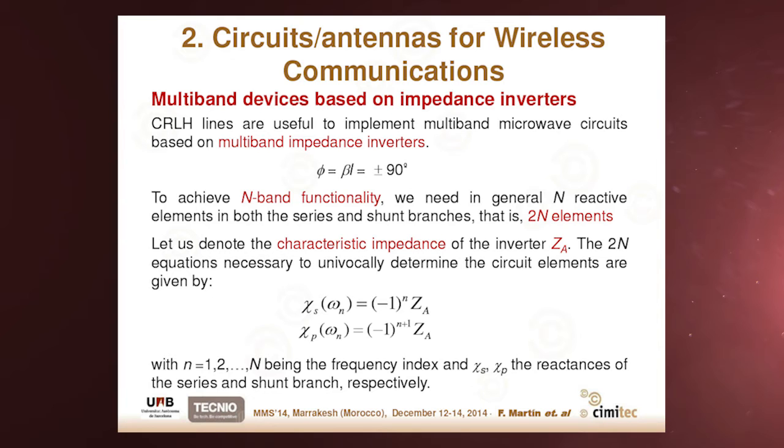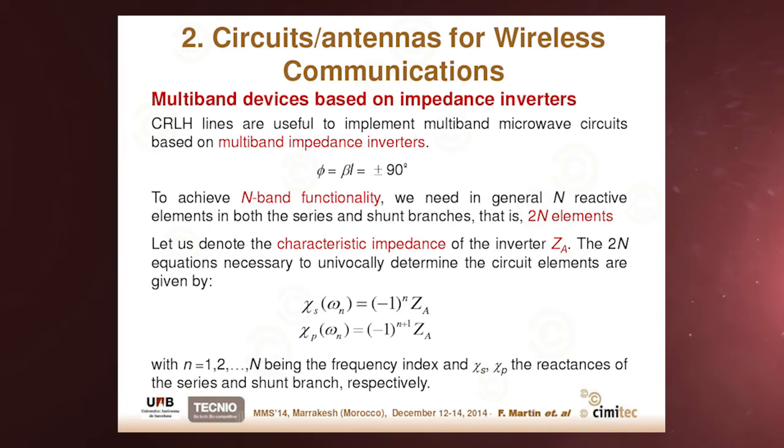If we denote the characteristic impedance of the inverter as ZA, the 2N equations necessary to univocally determine the circuit elements of the line are given by these expressions. These expressions come from forcing the phase shift and the characteristic impedance to be plus or minus 90 degrees at the operating frequencies. And in this equation, n represents the frequency index, and Cs and Cp, the reactances of the series and shunt branch of the circuit model.